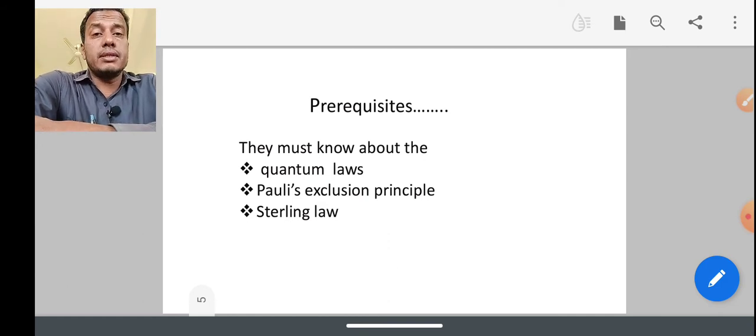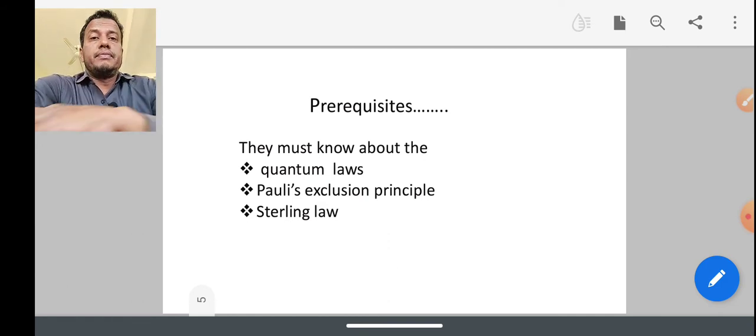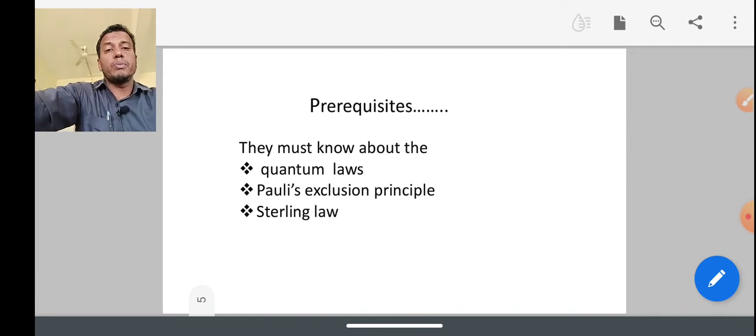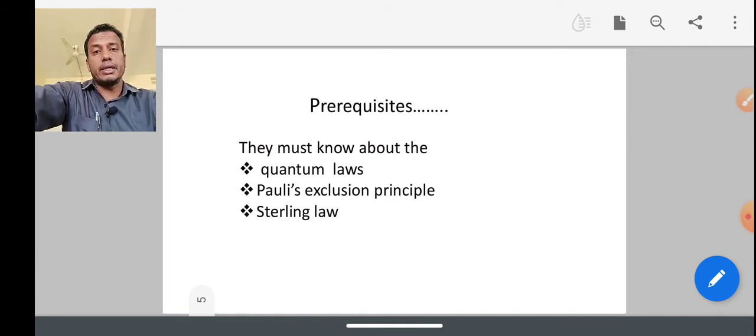Laws which obey the quantum nature are called quantum laws. The Pauli exclusion principle says that no two electrons can occupy a single state. Only one electron can be there; if there is another one, it should have opposite spin. And Stirling's law, which we learned in the previous sessions: the log of the factorial of n is equal to ni log ni minus ni.